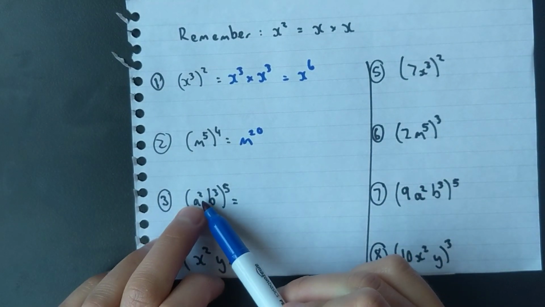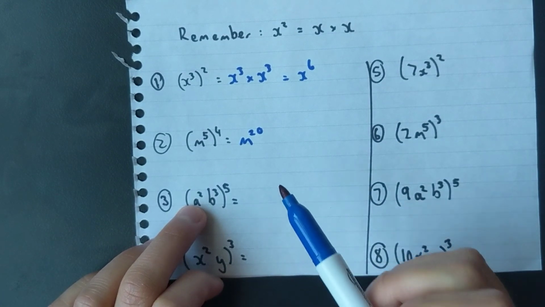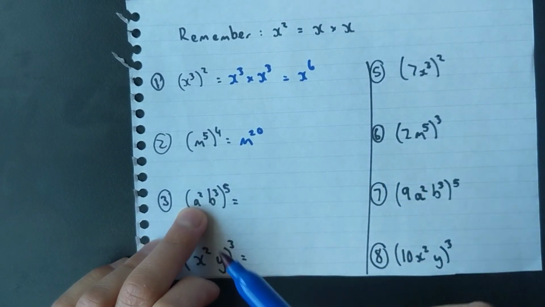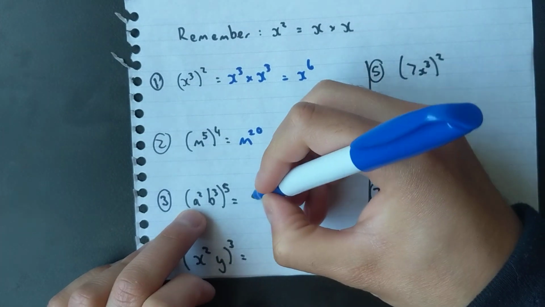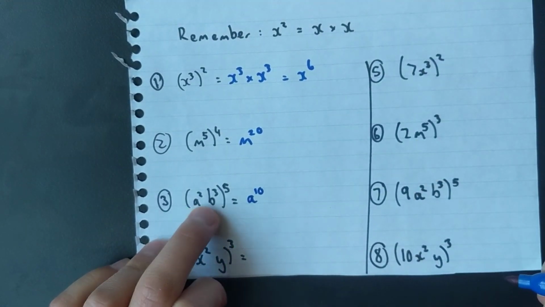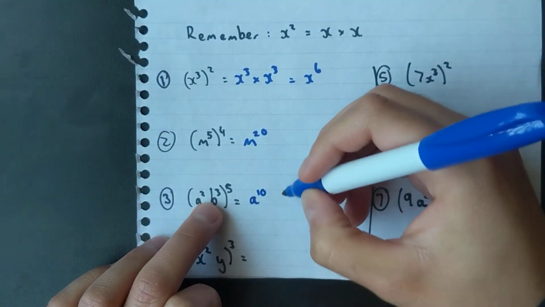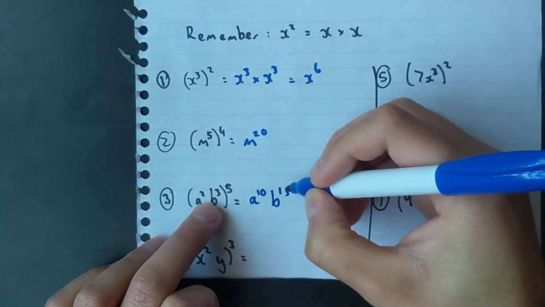I've got here a squared times a squared times a squared times a squared times a squared. I've got 5 lots of 2 there. I'm going to have 10 a's multiplied by each other. I've got 5 lots of b cubed. I'm going to have b to the power of 15.